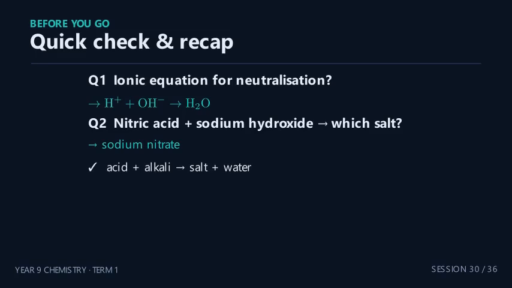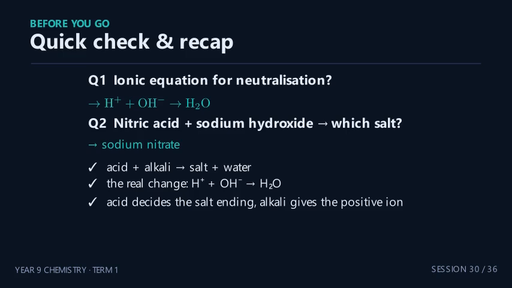Here's your recap. Neutralization removes hydrogen and hydroxide ions by forming water. Acid plus alkali gives salt plus water. The acid decides the salt ending, and the alkali supplies the positive ion. And as alkali is added, the pH rises. You've just connected an entire topic into one clear picture, and that's a wonderful achievement.